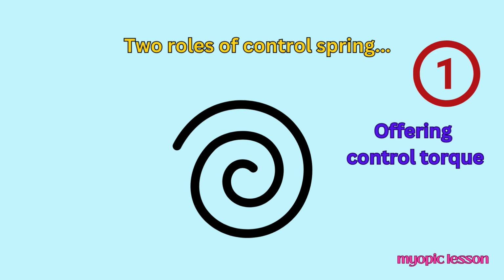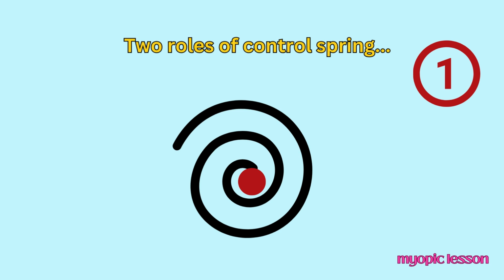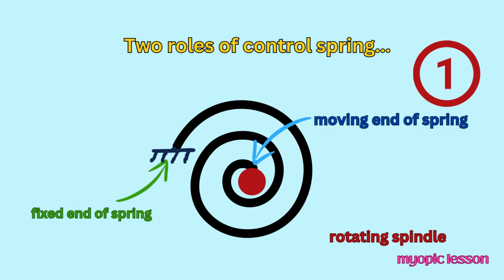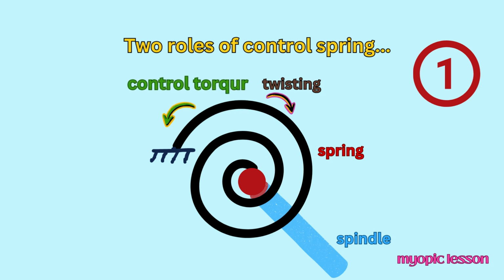First, it offers control torque. One end of the spring is attached to the moving spindle. The other end is attached to the fixed base of the instrument. As the spring deflects, the moving end of the spring gets twisted. The spring deforms and the opposing control torque sets in.